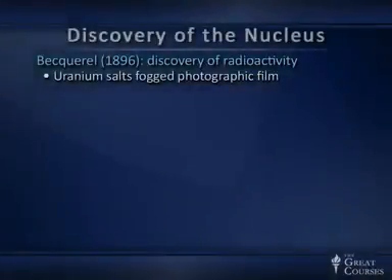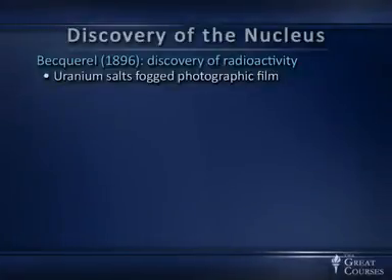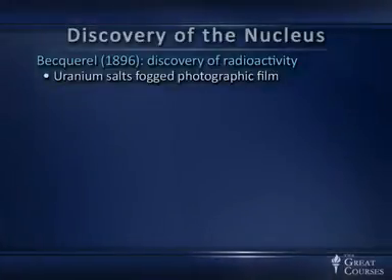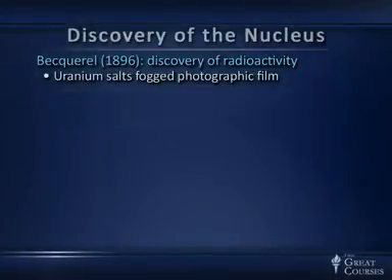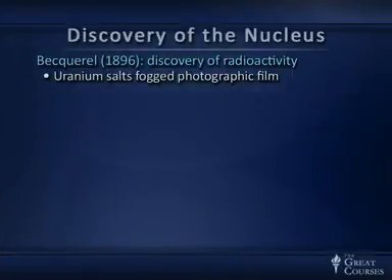So let's plunge right into the nucleus, and let's look first at how it was discovered. The discovery of the nucleus begins in about 1896 with Henri Becquerel discovering, quite inadvertently, the phenomenon of radioactivity. He had some photographic film in a drawer, and the drawer was containing uranium compounds, uranium salts, and he found that these uranium salts fogged the photographic film.